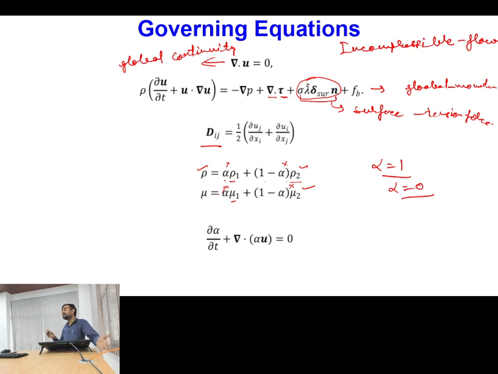And if any cell is having, say, partial value of alpha, for that particular cell, depending upon the value of alpha, we will be getting some intermediate value of density and viscosity. Now along with these, we also have to solve one equation for advection of the volume fraction. So these are the detailed set of governing equations which we need to solve when we are actually using the volume of fluid method for a particular multi-phase flow problem.